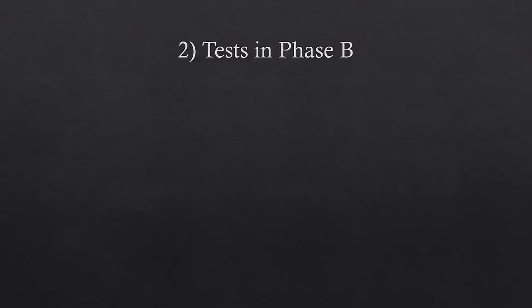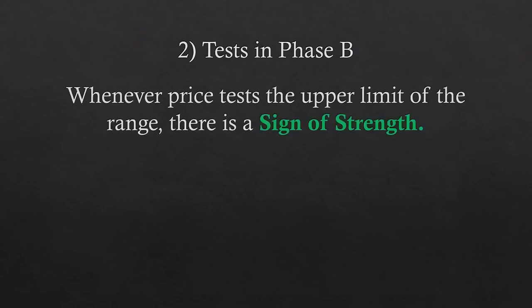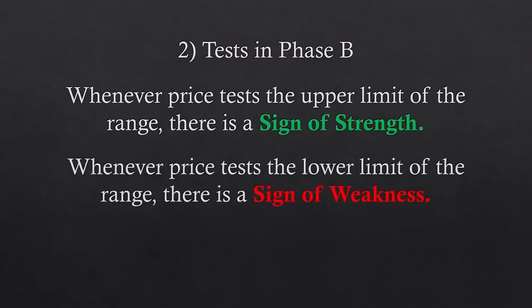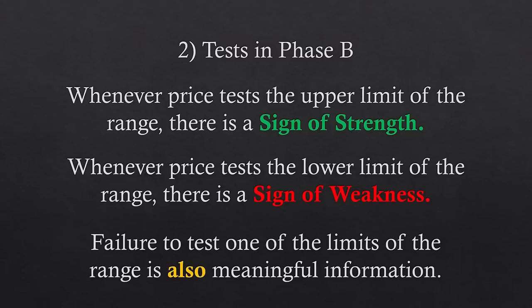Number 2. Tests in phase B. Just like it's useful to observe the secondary test in phase A, we can derive meaningful information by observing the tests in phase B. When price tests the upper limit of the range, we have a sign of strength. When price tests the lower part of the range, we have a sign of weakness. Remember also that price failing to test one of the limits of the range is also a sign, as we saw before with the structural failures. The most important thing is to analyze if these tests are being used as minor false breakouts by observing volume spread analysis.